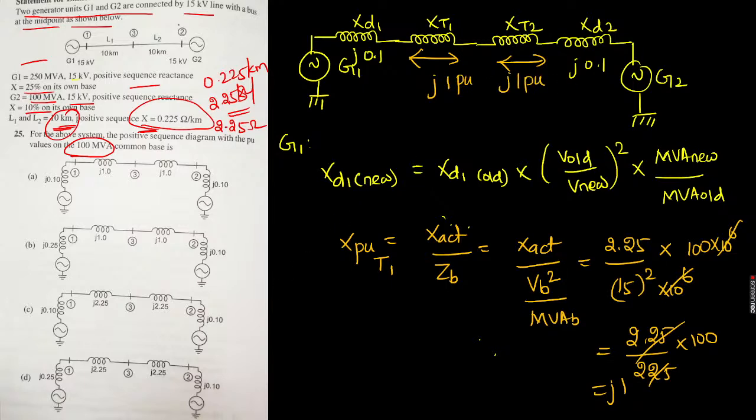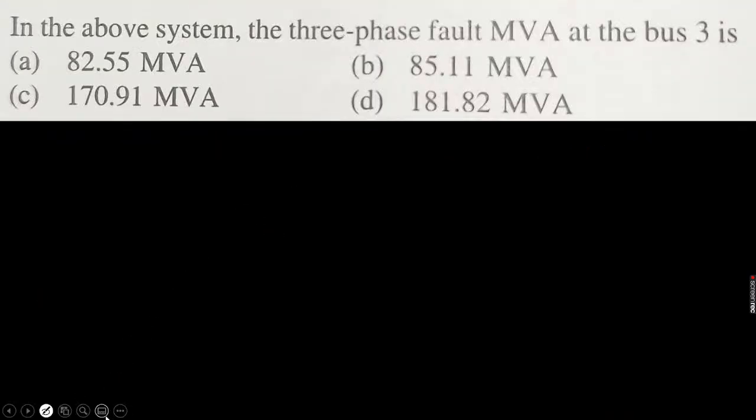Now what is the correct answer? I think option A. This is j 0.1, j 0.1, j1, j1. Yes, that is the correct answer. So option A is the correct answer. Let us go ahead with the next question.